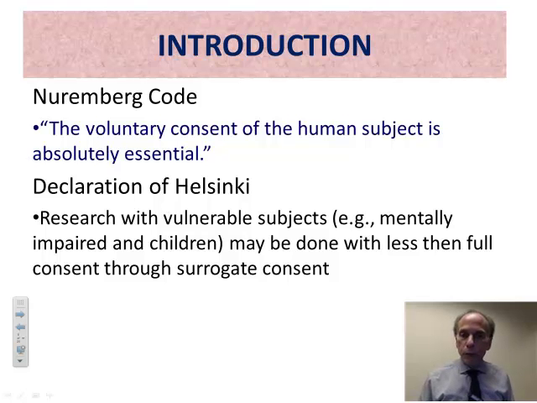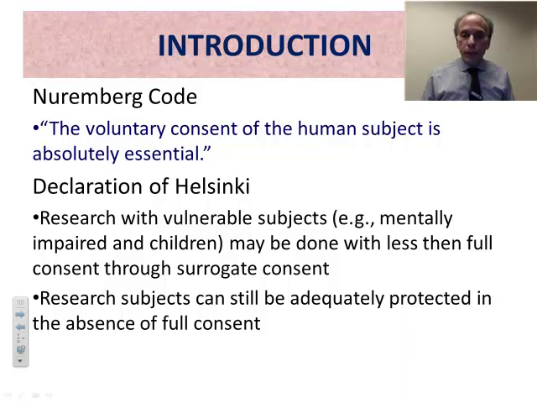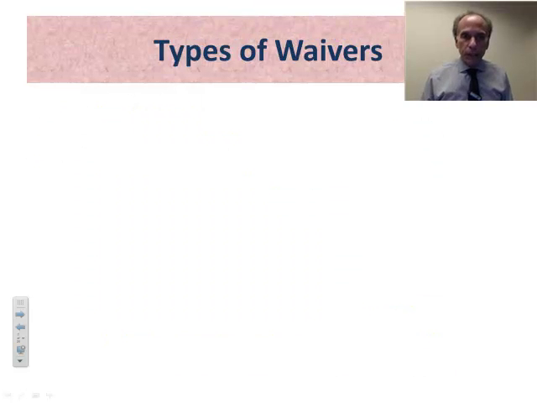Recognizing that important research is needed to advance the health of groups who cannot give their own consent, Helsinki gave the opinion that research with vulnerable subjects, for example, the mentally ill and children, may be done with less than full consent through the vehicle of surrogate consent. The Helsinki document realized that research participants can still be adequately protected in the absence of consent, thus allowing important research to proceed. Although Helsinki recognized the value of surrogate consent, what about a waiver of informed consent?